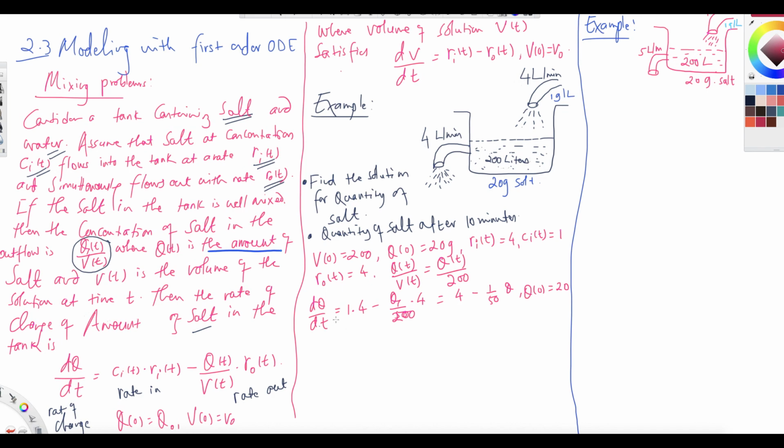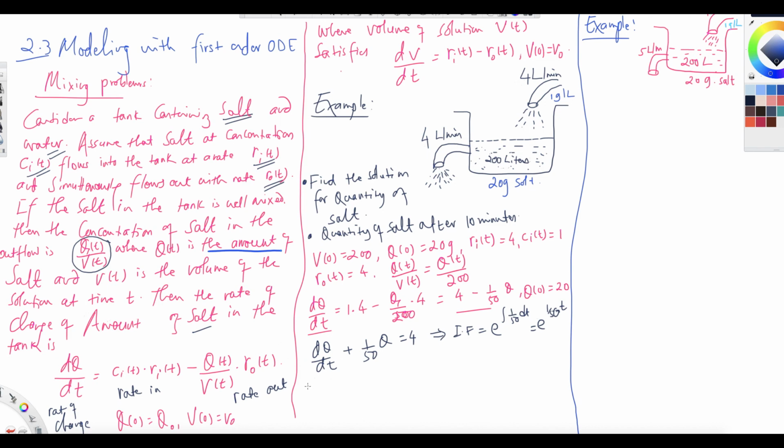Now, this is a linear equation, so I want to use the method to solve the linear equation. Okay, so dQ/dt plus 1 over 50 Q equals 4. Let us find the integrating factor. The integrating factor will be e to the integral of 1 over 50 dt, that will be e to the 1 over 50 t.